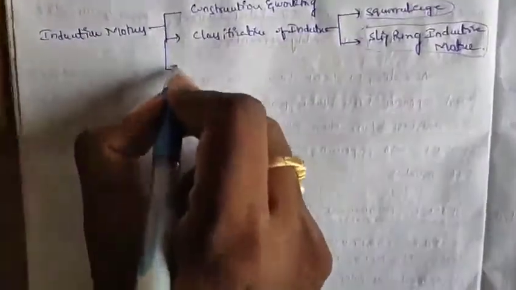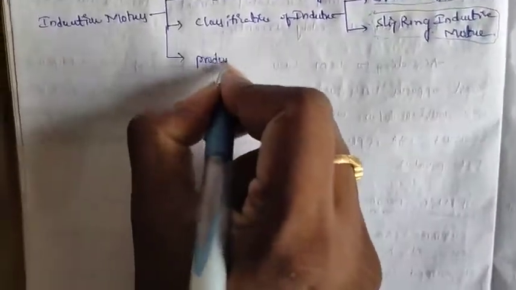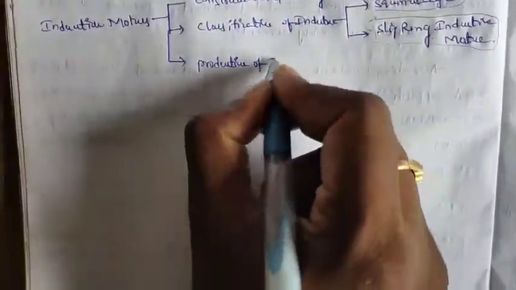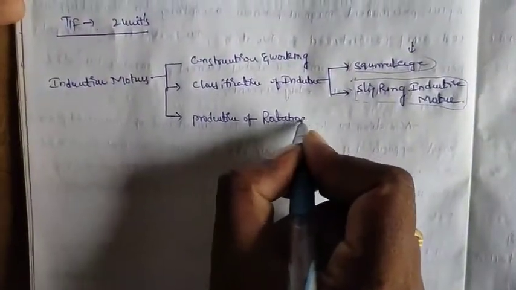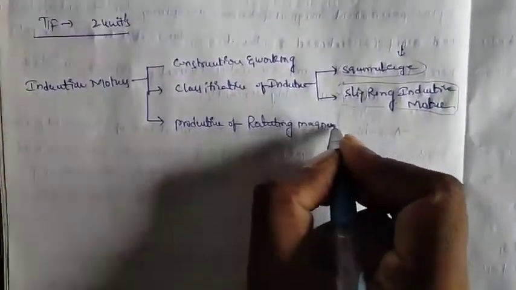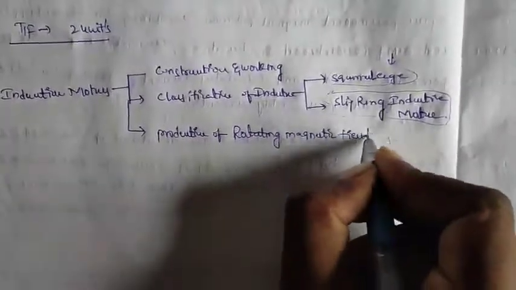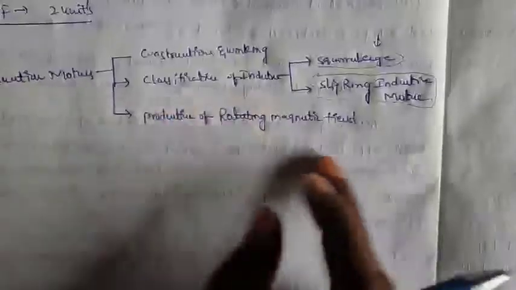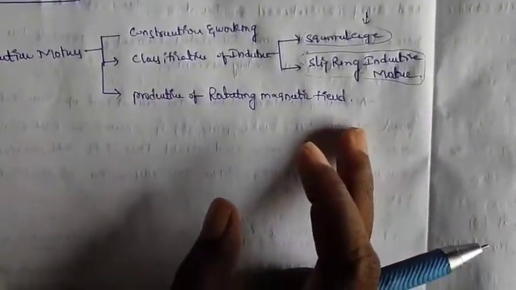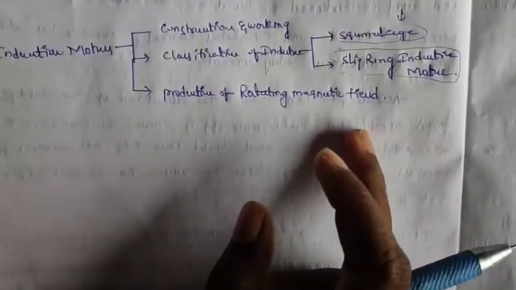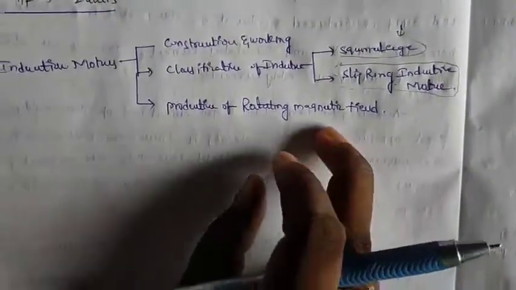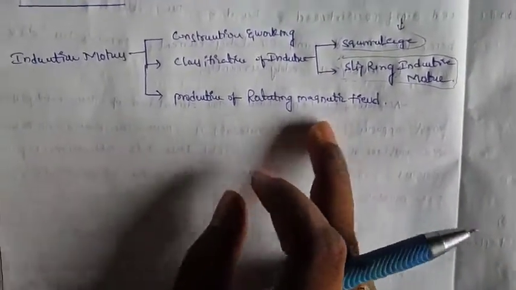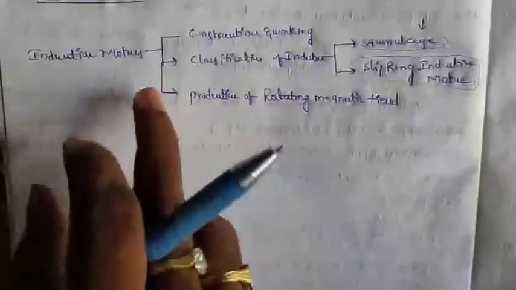After that, production of rotating magnetic field. Here we can derive the equation: the rotating magnetic field RMF will rotate in the clockwise direction with a magnitude of 1.5 phi m for all cases. That is the derivation, and it is also important from the exam point of view.